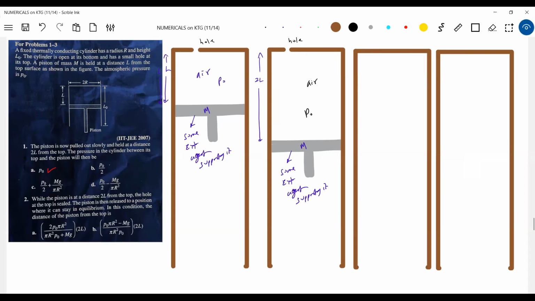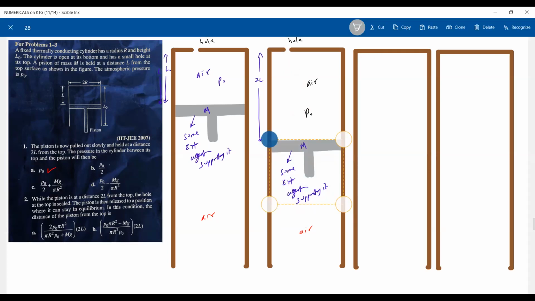Because there's a hole, here also air is present. Because what is the pressure here? Atmospheric pressure will be P naught only. So now that hole is closed. So what is the second part of the problem? The hole is closed.